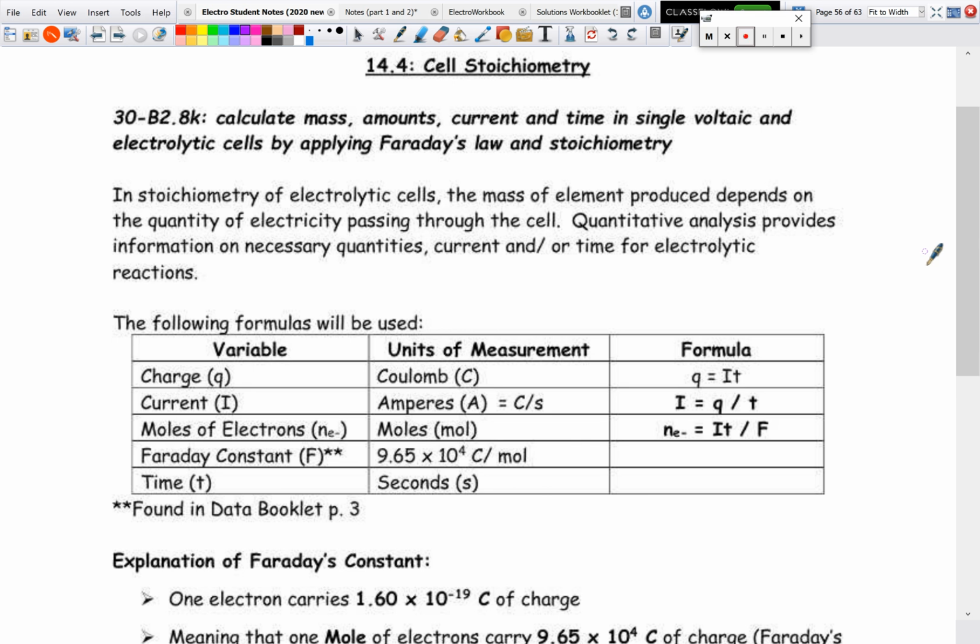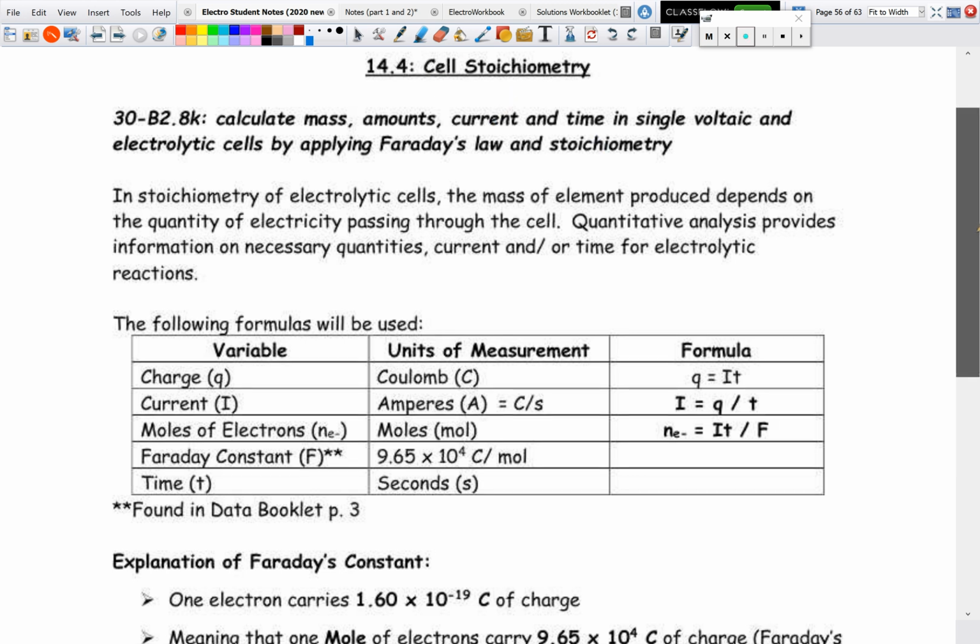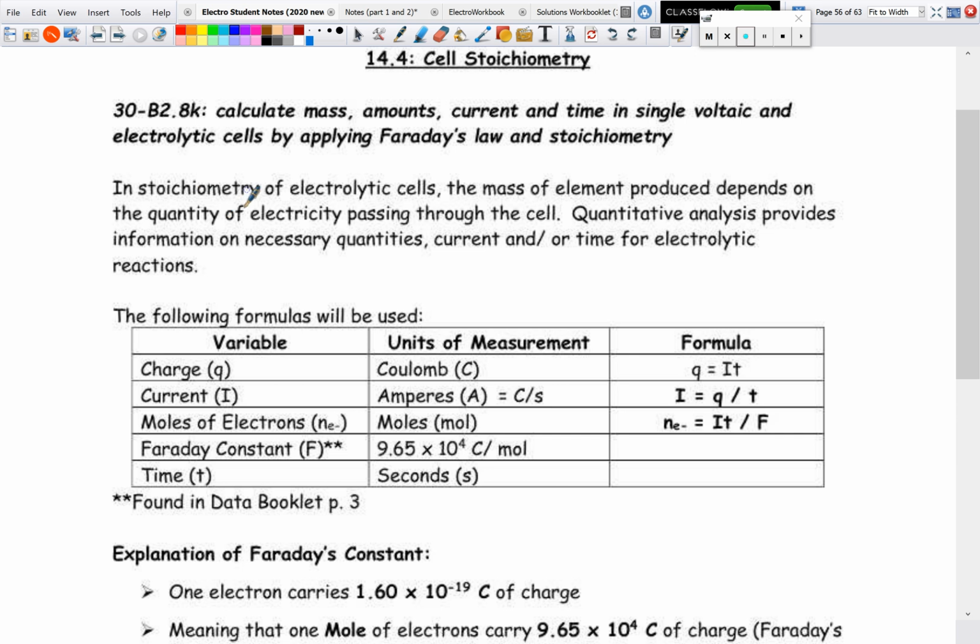All right, welcome back to our last few lessons for the electrochemistry unit, and this one is on cell stoichiometry. As you can imagine, we're going to apply stoichiometric calculations to electrochemical cells. Now, as we can read right here, in stoichiometry of electrolytic cells, the mass of element produced depends on the quantity of electricity passing through the cell.